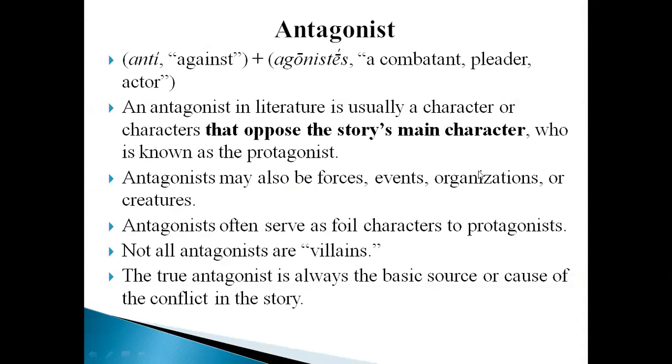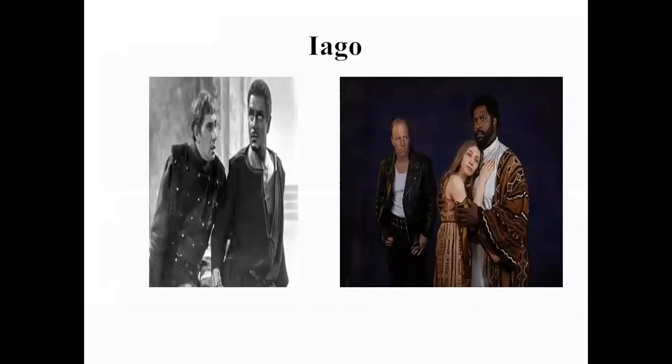Some sentences are written here. You would read them at your leisure or after this class when you get the YouTube link. So the major thing is that it opposes the story's main character. Okay. So here you can see this is the character. This is Othello. I told you a little bit ago, Othello killed Desdemona. Look, this is Othello, and this is Iago, and Iago is the main culprit.